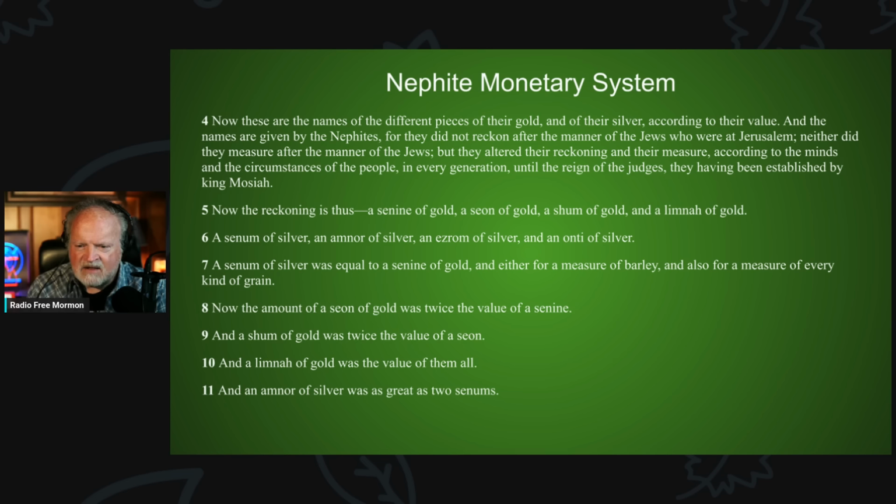It actually says that, for they did not reckon after the manner of the Jews who were at Jerusalem, neither did they measure after the manner of the Jews. So they don't reckon or measure after the manner of the Jews. But they altered, I'm not sure what the difference is between reckon and measure, but they altered their reckoning and their measure according to the minds and the circumstances of the people in every generation and the reign of the judges, they having been established by King Mosiah.